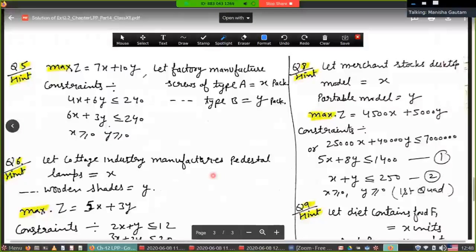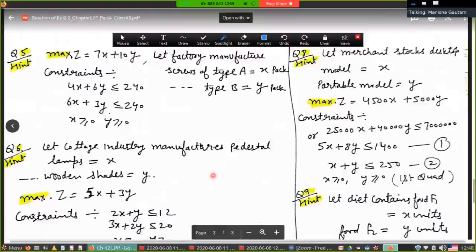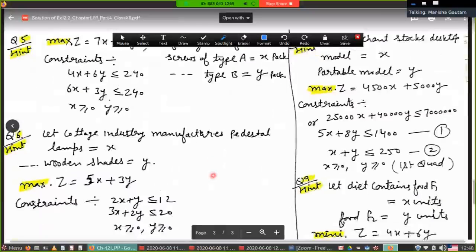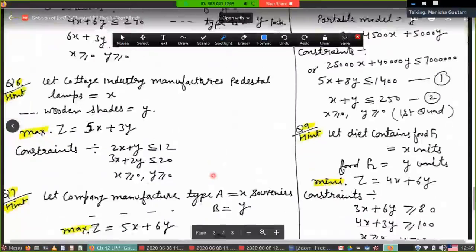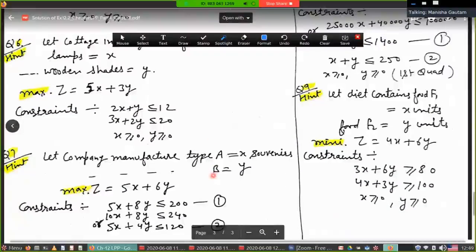Check whether your constraints are right or wrong. You can tally the constraints. I have given here the constraints of questions 5th, 6th, 7th, 8th, 9th. I have given all hints to you. Make the table first, then make the constraints, and do the question further with the graph and corner point steps. I hope this information will help you do the word problems of the exercise by getting the hints from this video.